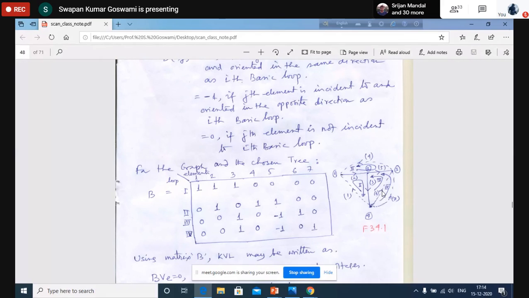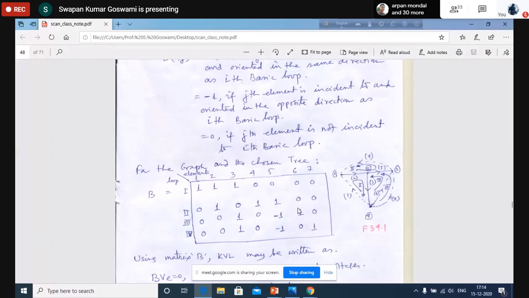Fifth element, this one. It is a tree branch, so it is taking part in 3 loops. In loop 2, it is +1. In loop 3, it is -1. In loop 4, it is -1. So 2 +1, 3 -1, 4 -1. Then element 6 will take part in loop 3, +1 there. Element 7 will take part in loop 4, +1 there.